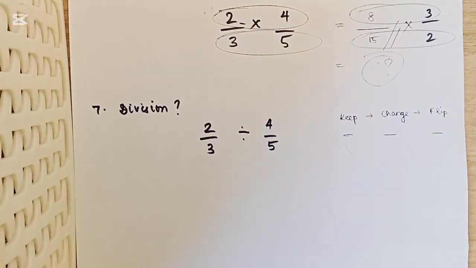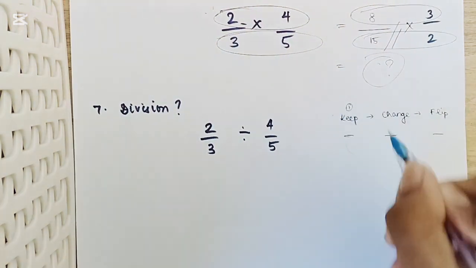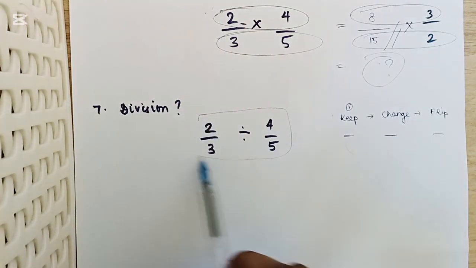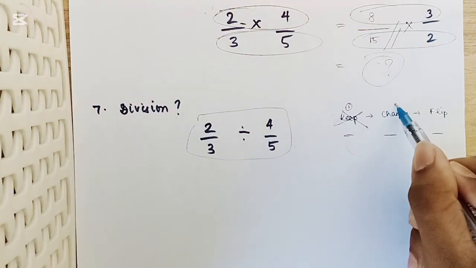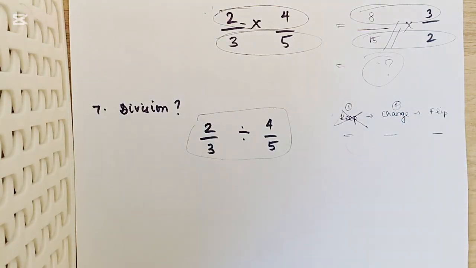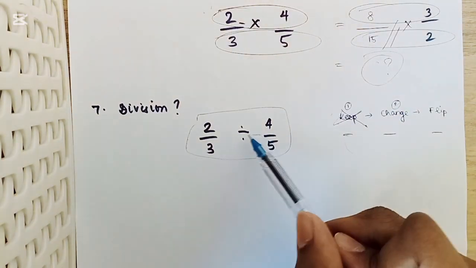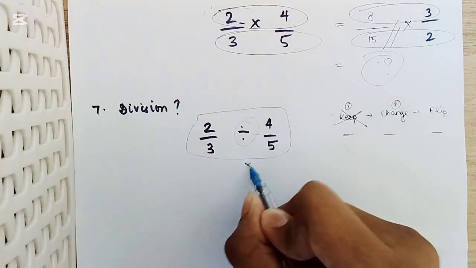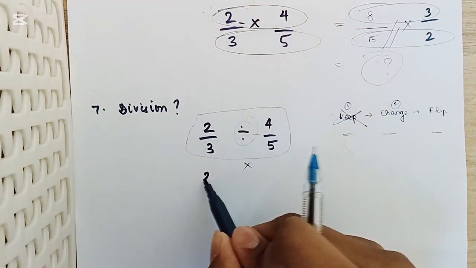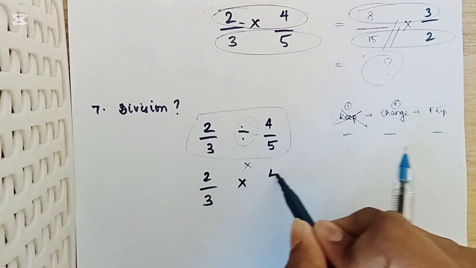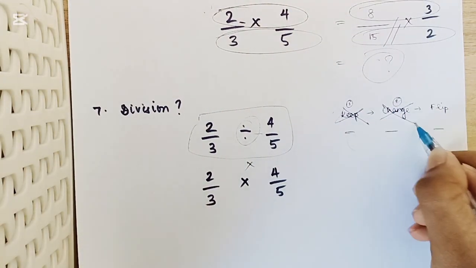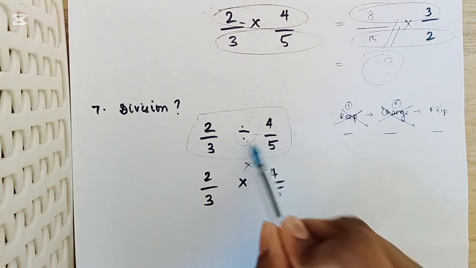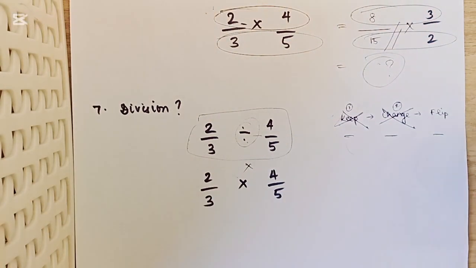So this is the keyword that you need to remember. Keep, change, flip. So the first step is keep. Keep means keep the question as it is. So first rule done. Next is change. What do you mean by change? Change means change the division symbol to a multiplication symbol. So that will be 2 by 3 into 4 by 5. So keep is done, and then change, that is when we change the division symbol to a multiplication symbol.